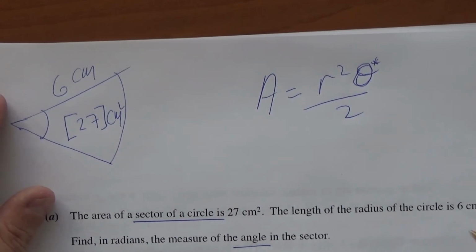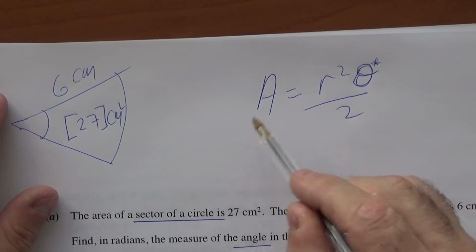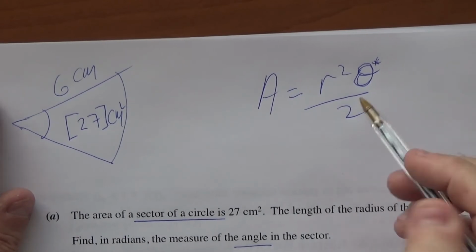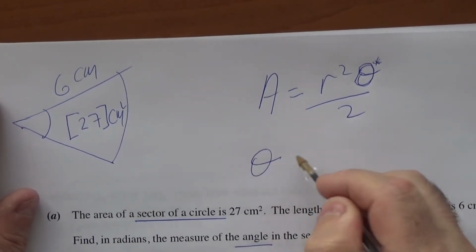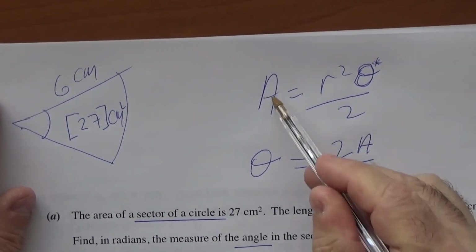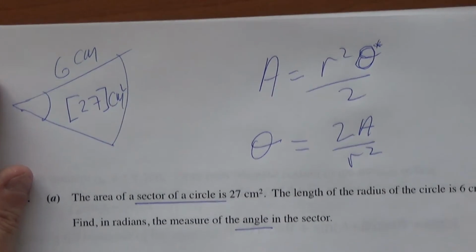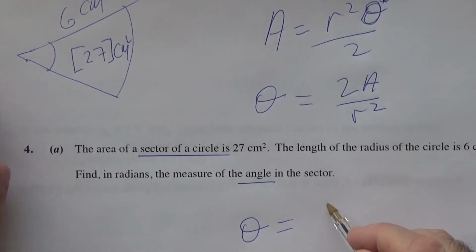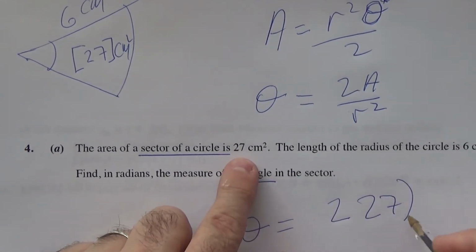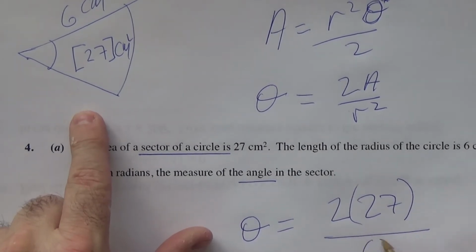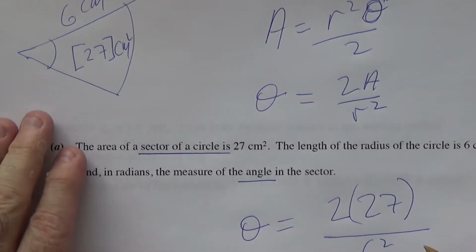So now let's make theta the subject of the formula and then substitute, but you could substitute the numbers now and then isolate theta. You can take your pick. So we would get that theta is equal to 2A over r squared, where the 2 comes up and the r squared goes down. So theta is equal to double the area. Now I'm substituting in, and then the r squared. Okay, you put that in your calculator.